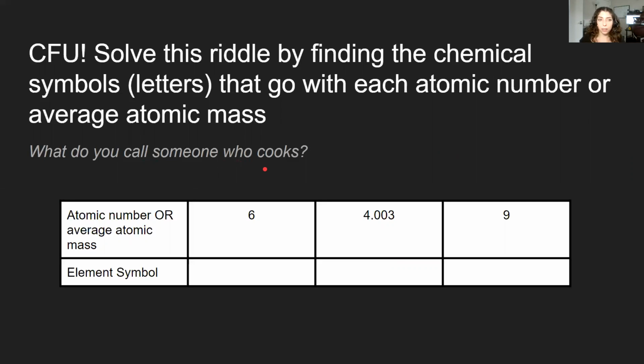I'm going to think to myself, first, that the atomic number has to be a whole number, because you can't have a decimal number of protons. So any of these numbers, so 6 and 9, have to be the atomic number. And so the average atomic mass then has to be this decimal, right? Because a decimal is an average, and average atomic mass is also an average.